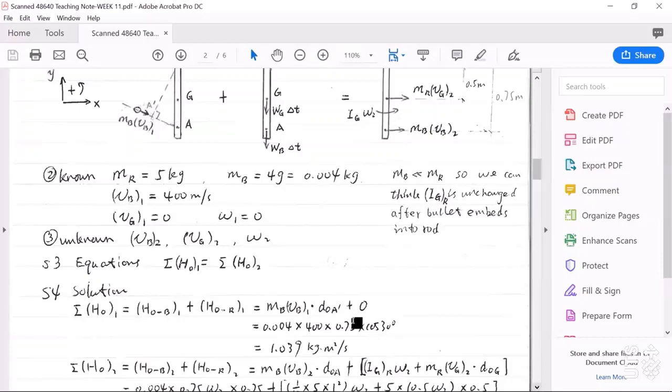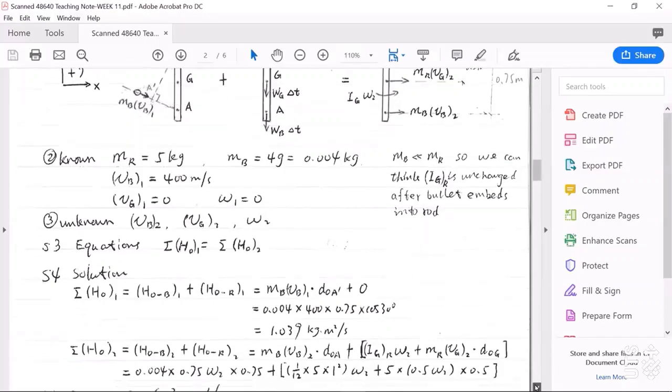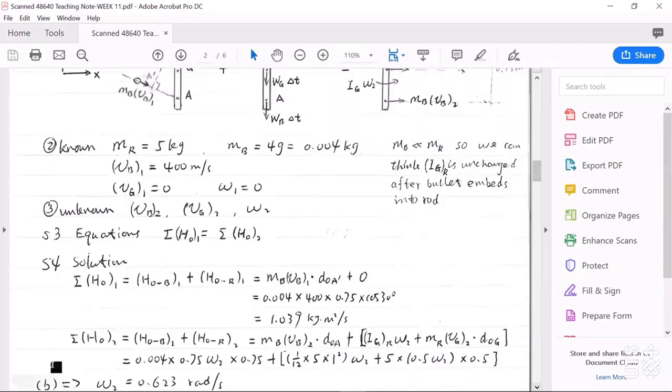The distance from point O to the linear momentum m_B v_B1 can be calculated using 0.75 times cosine 30 degrees. Final angular momentum: one for the bullet, one for the slant rod.